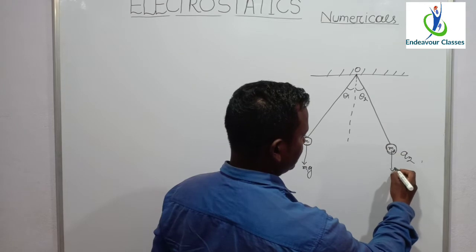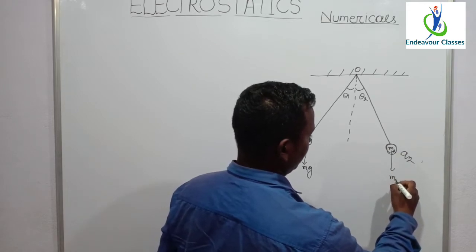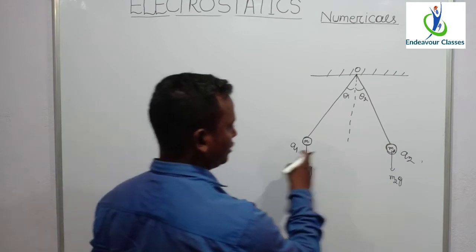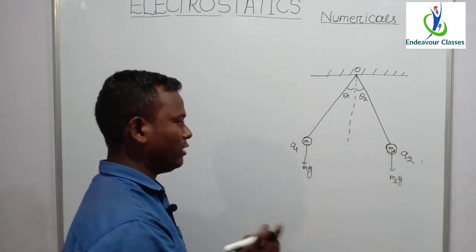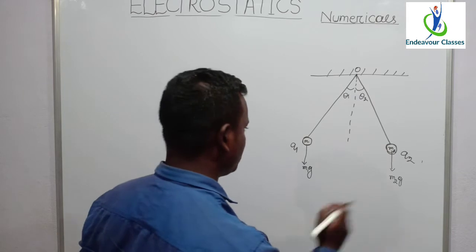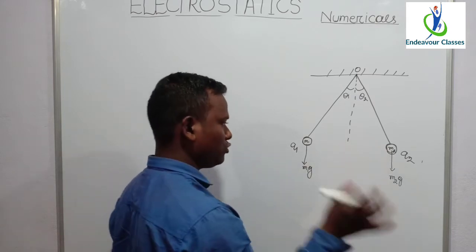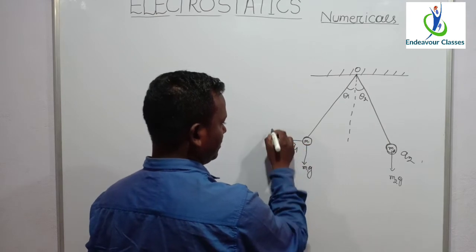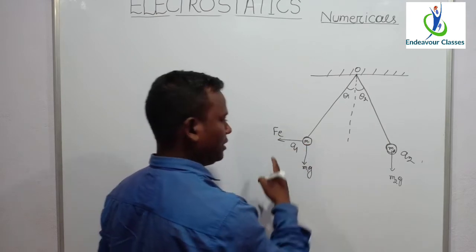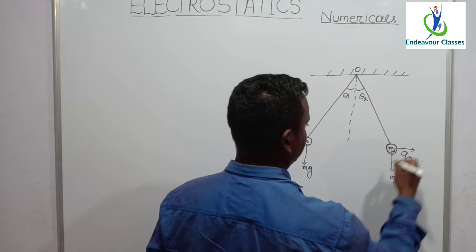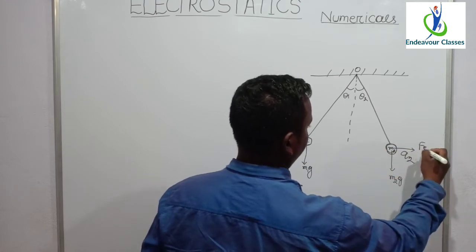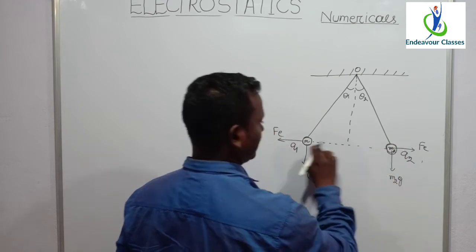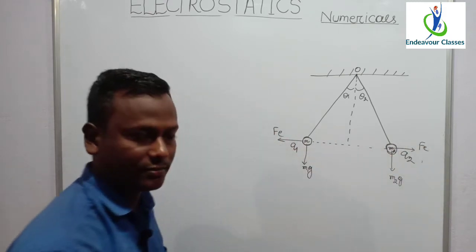Similarly, this mass m2 will have a weight of m2g acting vertically downwards. As these are two charges, there will be an electrostatic force between them. As these are like charges, the electrostatic force will be repulsive. So this is the electrostatic force, and it will be equal in this case too, so this is also Fe. As the electrostatic force is a central force, it will act along the line joining the two charges.